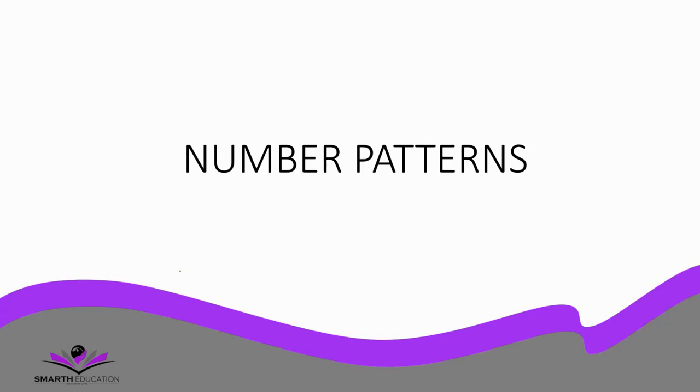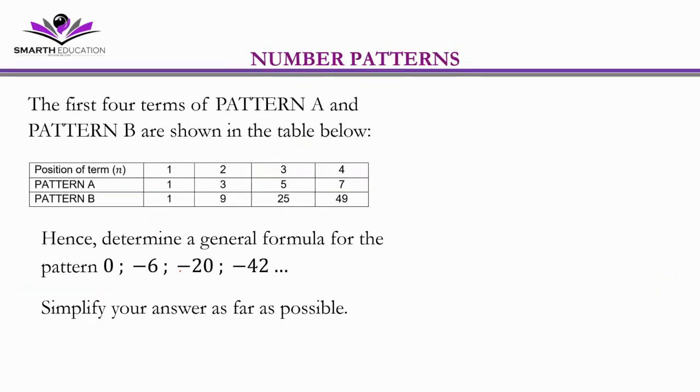Welcome back. Let's do question 1, 2, 3. The first 4 terms of pattern A and pattern B are shown in the table below. This is the table. Hence, determine the general formula for the pattern 0, -6, -20, -42. Simplify your answer as far as possible.